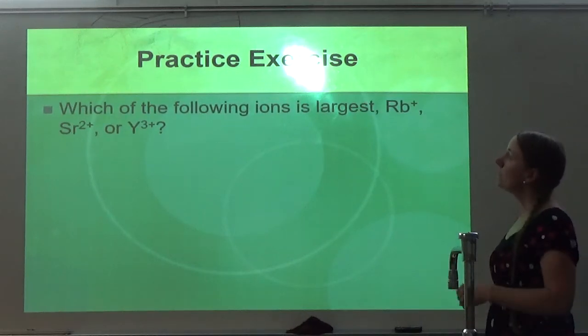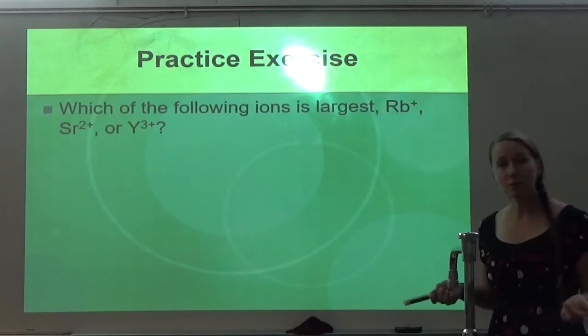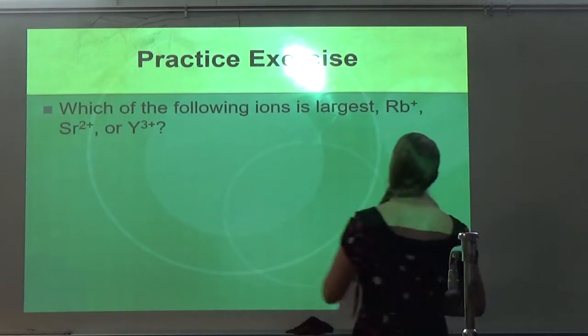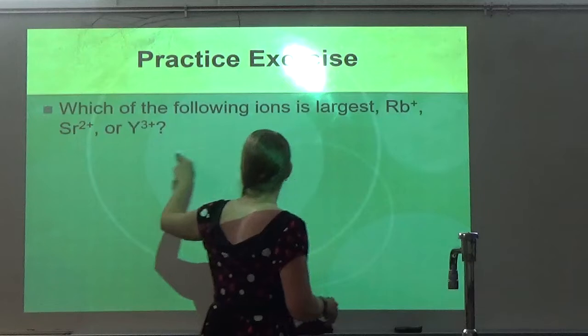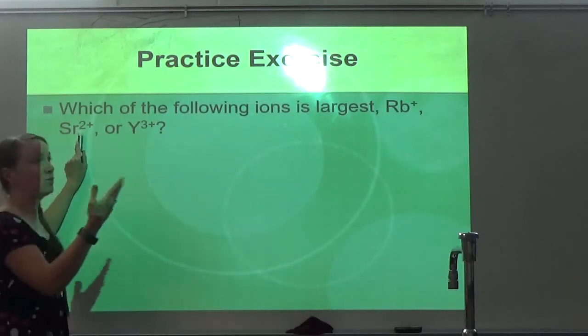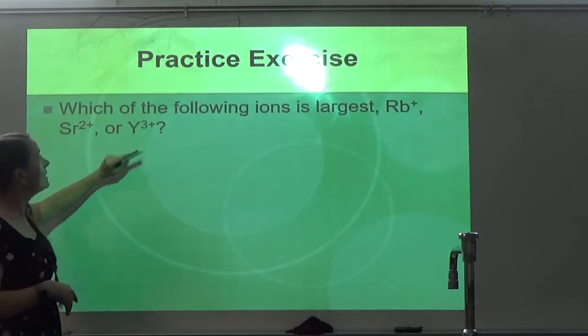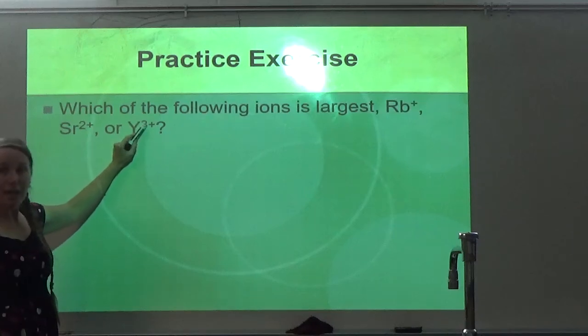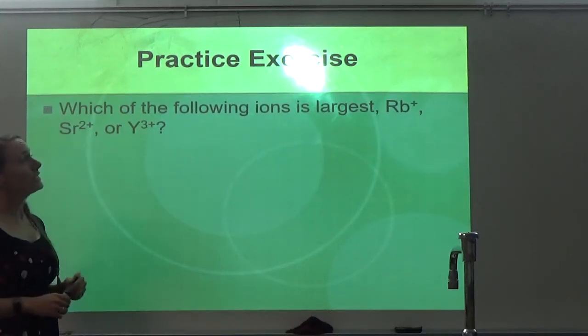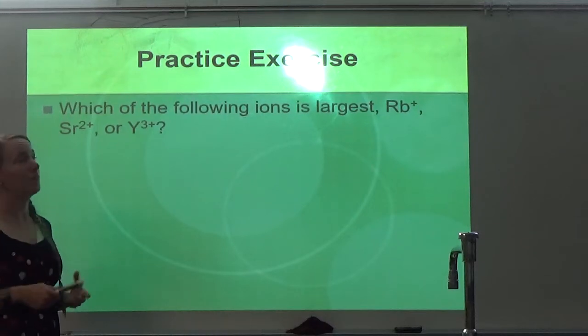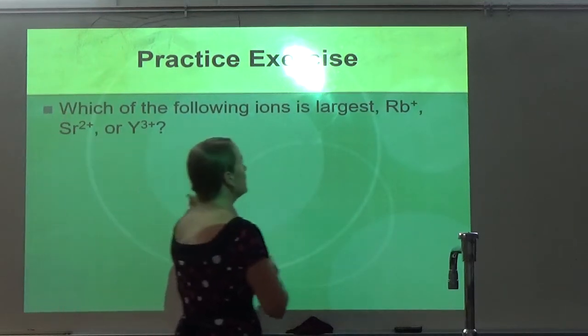So it says, which of the following ions is the largest? So you didn't even have to put them in order. Okay, well I can see Rb starts with 37, but it's lost 1, so it's 36. Sr starts with 38, but it's lost 2, it's 36. Y starts with 39, it's lost 3, so it's 36. All right, so if I want the largest, I want the smallest atomic number. So if I look, that's going to be Rb positive.